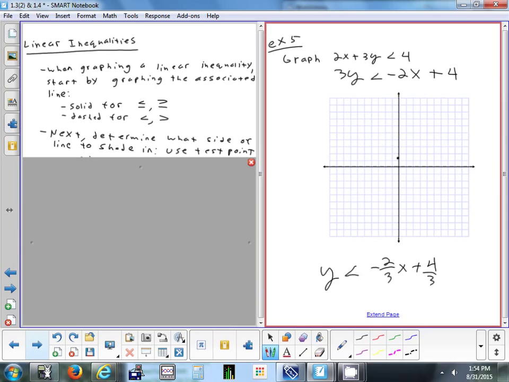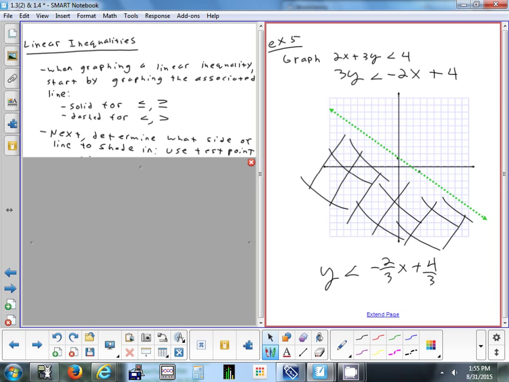And then my slope says down 2, right 3. Down 2, right 3. Not perfect, but close enough. It's less than, so I use a dashed line. And then I either shade above or below. You can use a test point, or if you just remember, less than means which way, above or below? Yeah, it's below. Shade below.